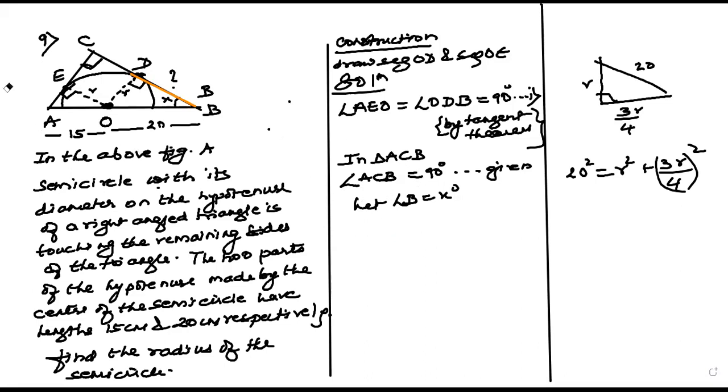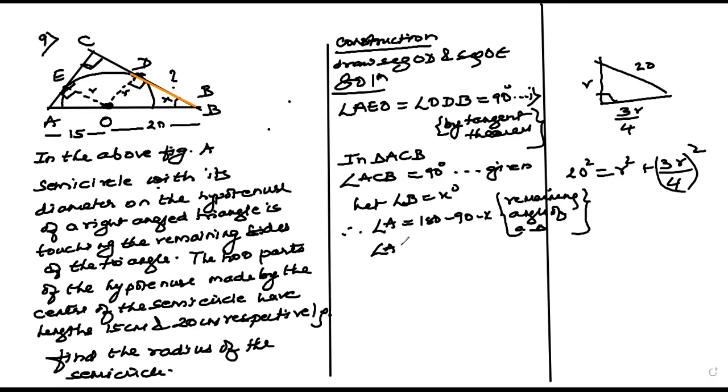In triangle ACB, angle ACB is 90 by tangent theorem. Angle B is x. So which is the third angle, children? Therefore, angle A equal 180 minus 90 minus x. What is the reason, children? Remaining angle of a triangle. And how much do you get? Just have a look here. Angle A you get as 90 minus x. And I'm going to use this. This is my statement number 2.